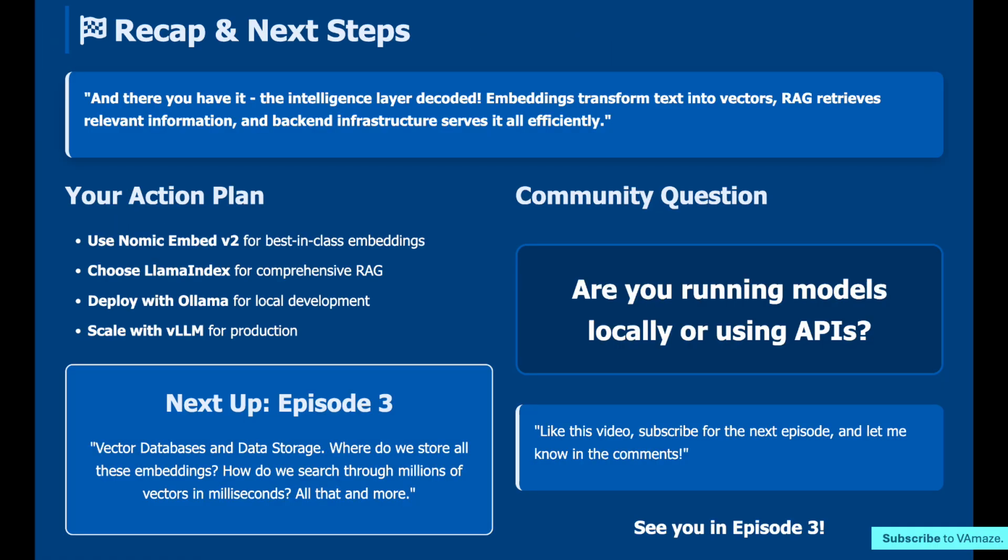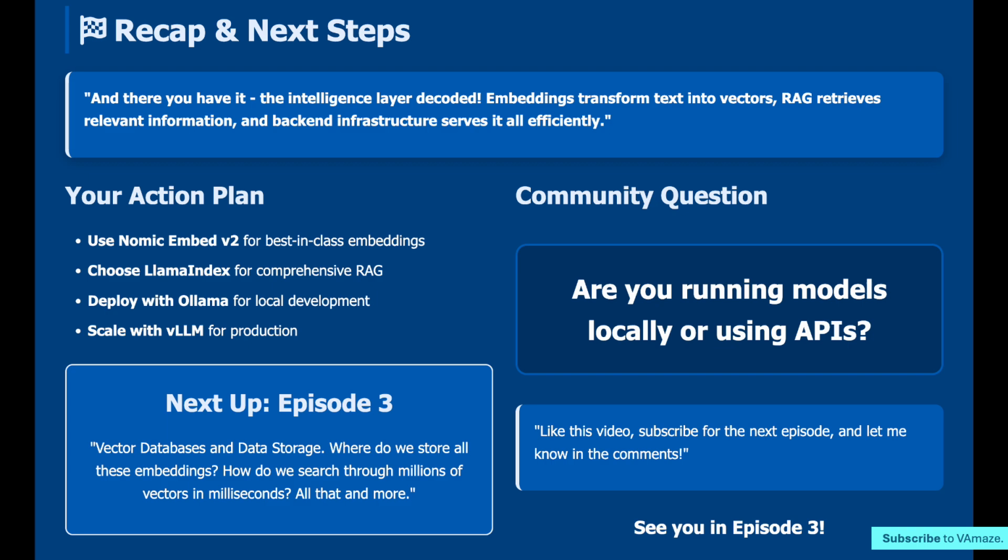And there you have it, the intelligence layer decoded. Embeddings transform text into vectors, RAG retrieves relevant information, and backend infrastructure serves it all efficiently. Use Nomic Embed 2 for best-in-class embeddings. Choose LlamaIndex for comprehensive RAG. Deploy with Ollama for local development, vLLM for production scale.